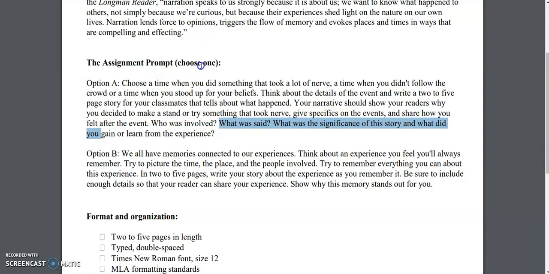You can write about that, or option B is to think about an experience that you'll always remember. It doesn't necessarily have to be about standing up for your beliefs, just something that you'll always remember. Write out the details and explain it to help me feel like I'm there, and show why this memory stands out for you.